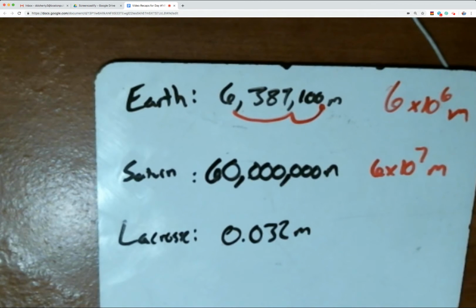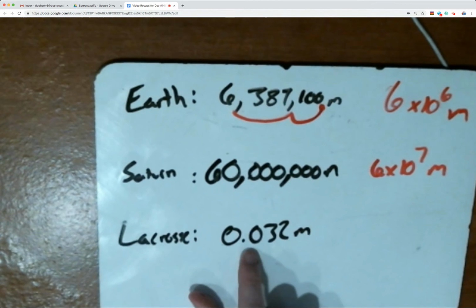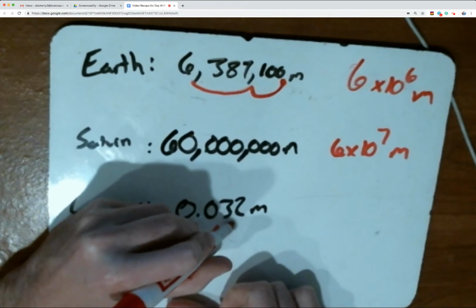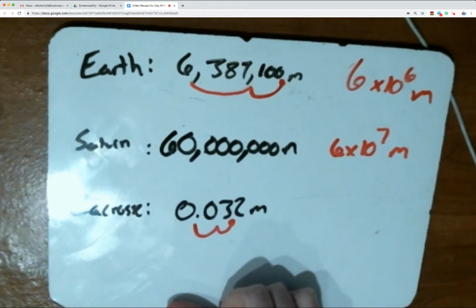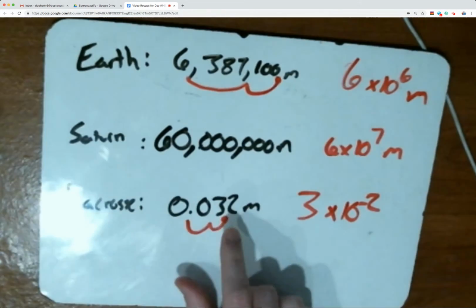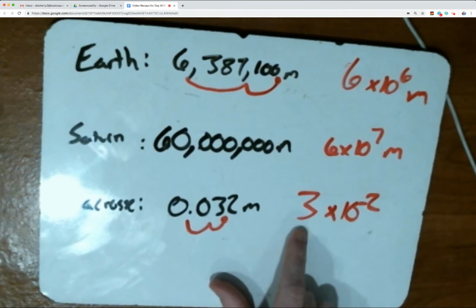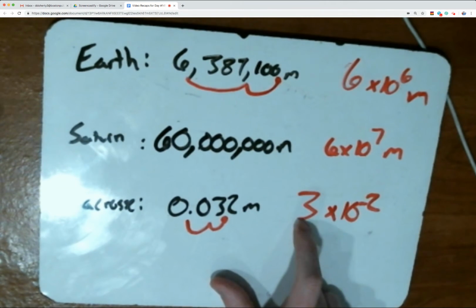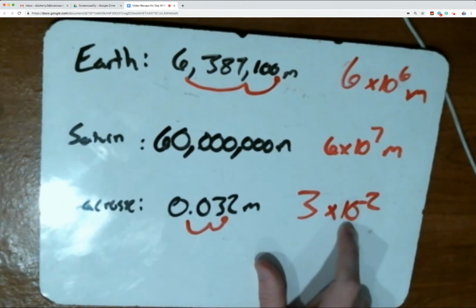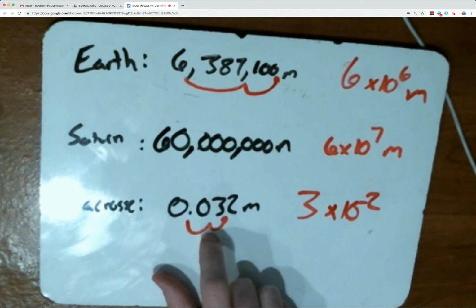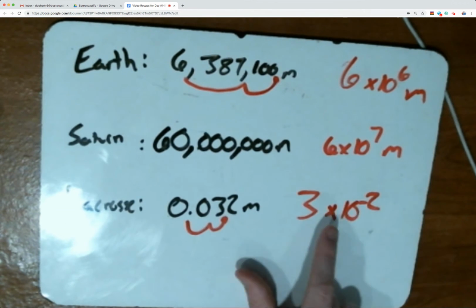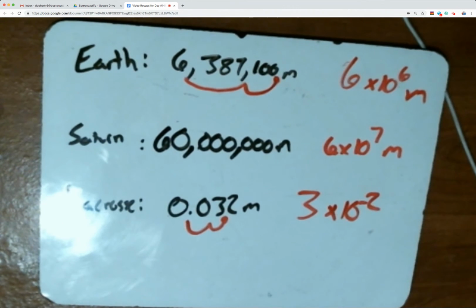0.032. If we want to get that to a single digit number, the decimal point would need to move 2 places to the right. That's going to be 10 to the negative second. So we're going to have this coefficient 3, estimating 3.2 off to 3. 3 times 10 to the negative second, because if you took 3 and divided by 2 copies of 10, that's what a negative exponent means, divide by the base twice, that decimal point would move 2 places to the left to give you 0.03. So an estimate for the lacrosse ball is 3 times 10 to the negative second.